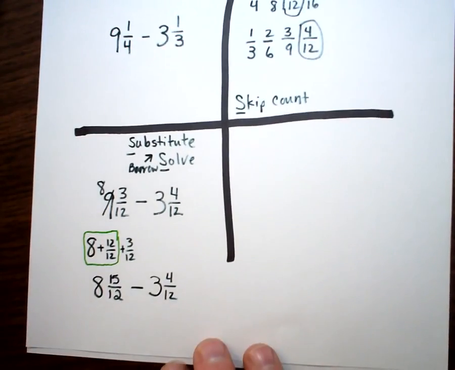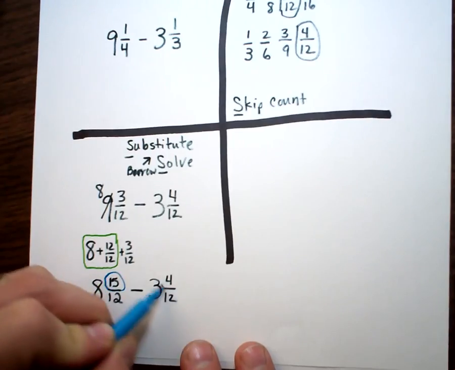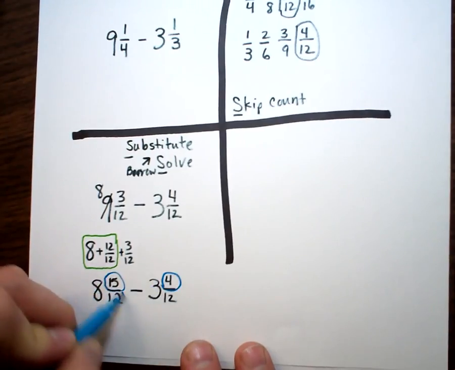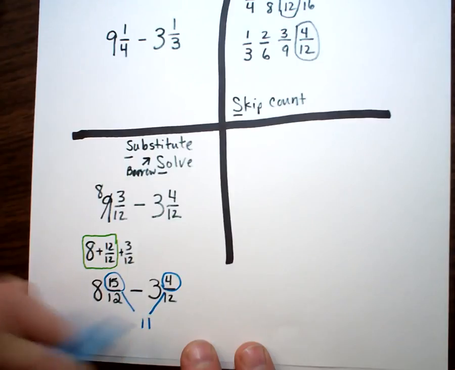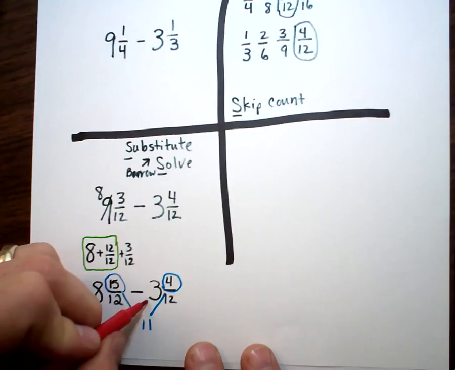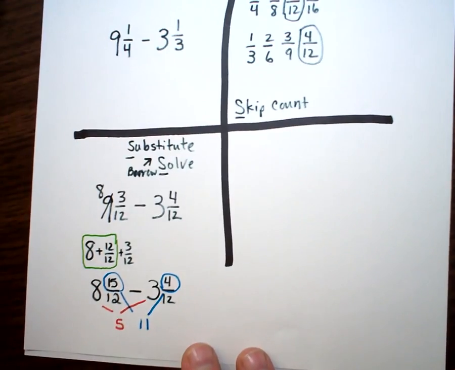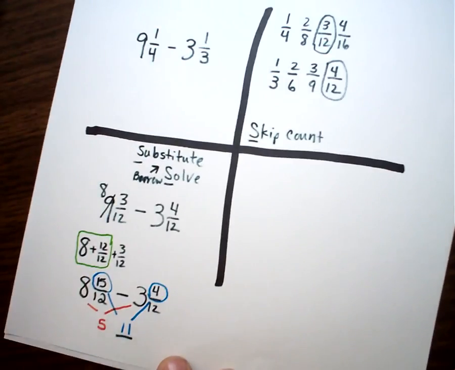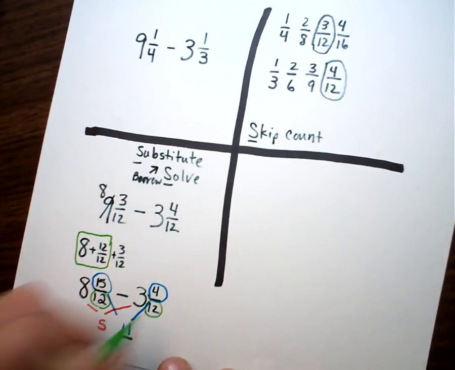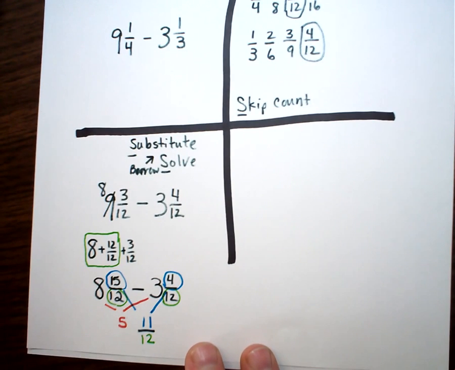Now, all we have to do is subtract the numerators. So I'm going to subtract 15 and 4, and that's going to be 11. I'm going to do the whole numbers. 8 minus 3 is 5. And my denominator will stay the same. The denominator is 12. It stays 12 because it's a common denominator. Common means same. So my answer is 5 and 11/12.